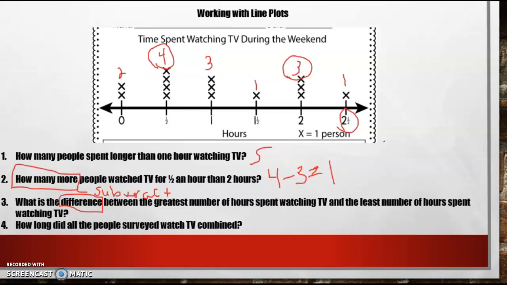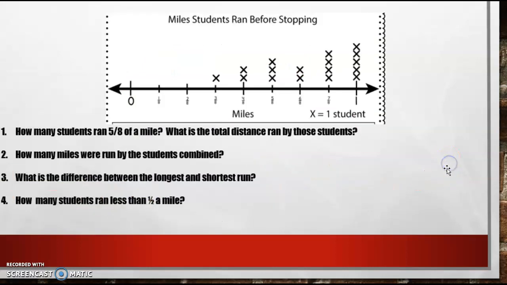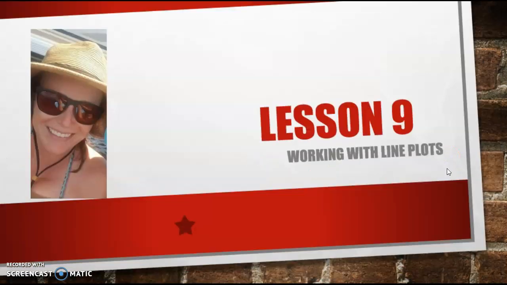So what is the difference between the greatest number of hours spent watching TV and the least number of hours spent watching TV? And the word difference means to subtract. So that's my subtraction problem: 2.5 minus 0. Well, if you're taking 0 away, then it's 2.5.